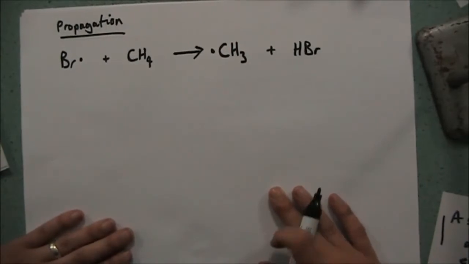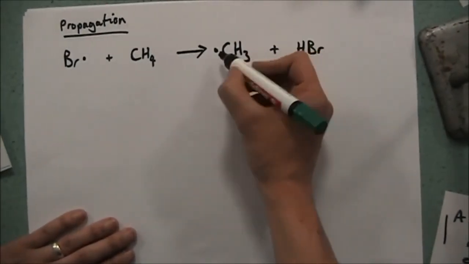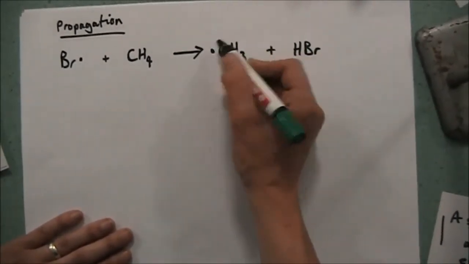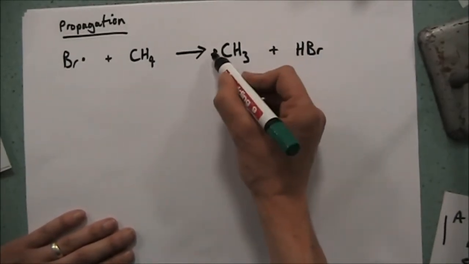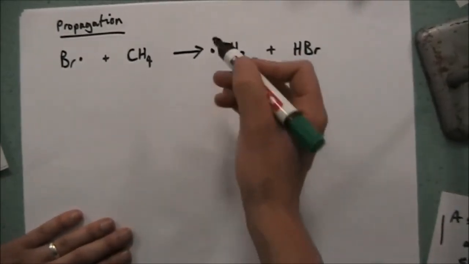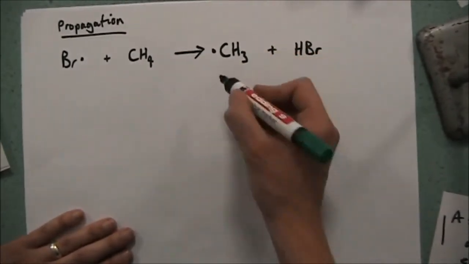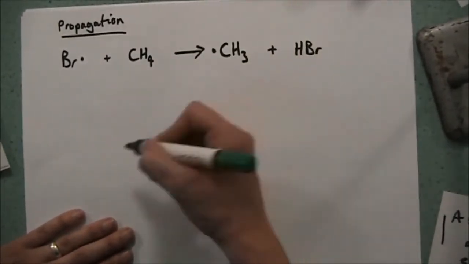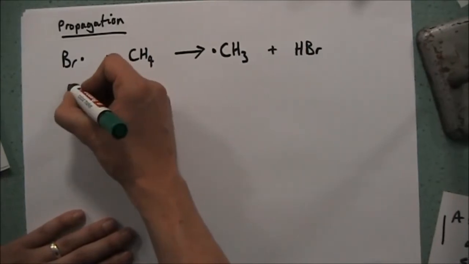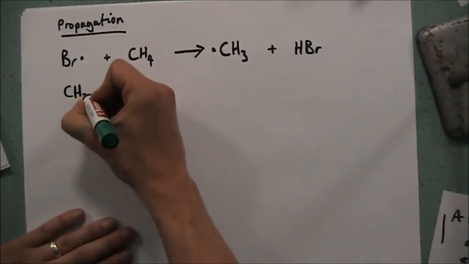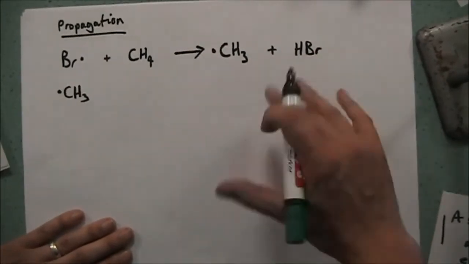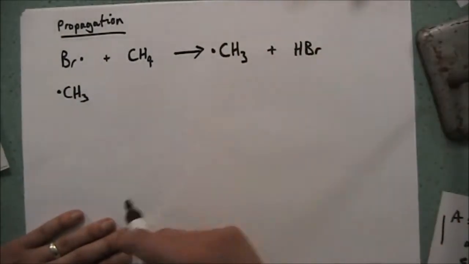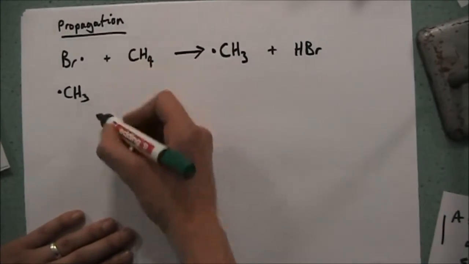And the second step of this is that this radical here that's now formed is going to go in search of something else in order to satisfy its unpaired electron there. It's now a reactive radical. Whatever it collides with, it's going to react with. And so we put that as a reactant on the next line. This is our product that's going to whiff off into the reaction mixture.